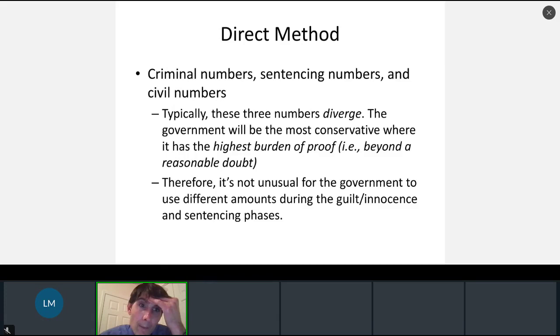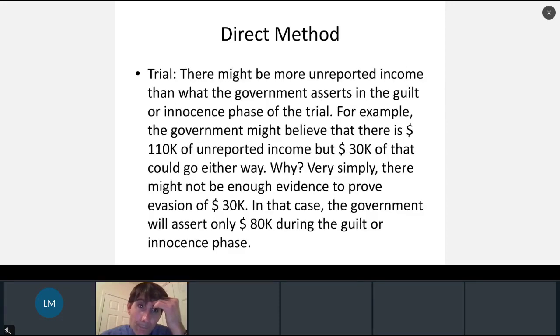Criminal numbers, sentencing numbers, and civil numbers. Typically, these three numbers diverge. This is getting back to what I talked about a little earlier. The government will be the most conservative where it has the highest burden of proof, beyond a reasonable doubt, at the trial stage. Therefore, it's not unusual for the government to use different amounts during the guilt-innocence stage and the sentencing stage.